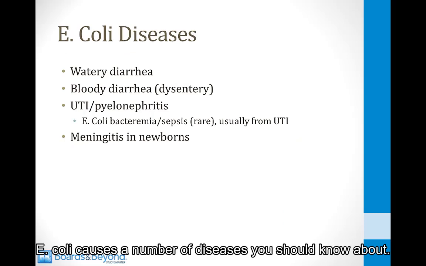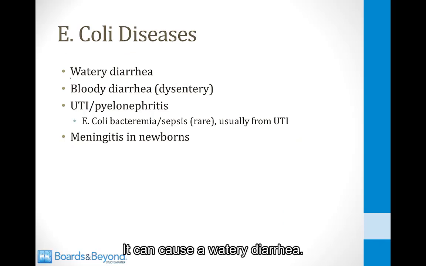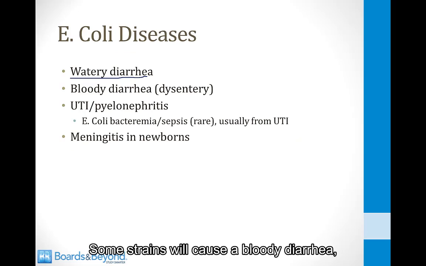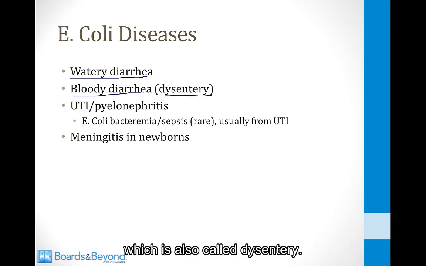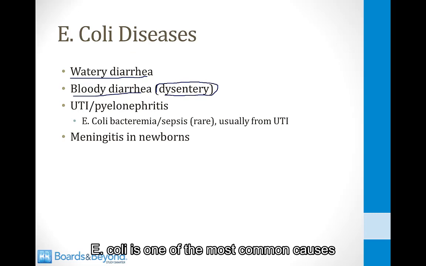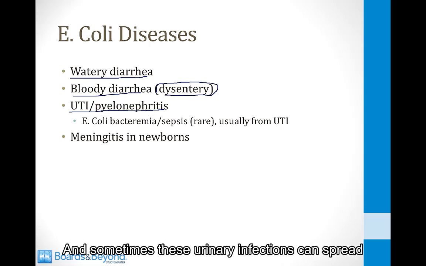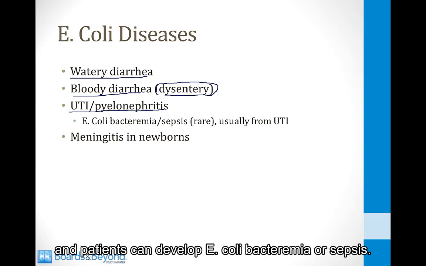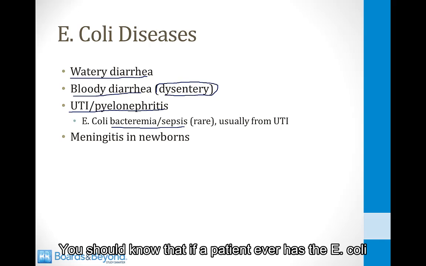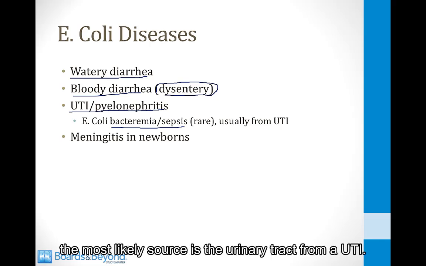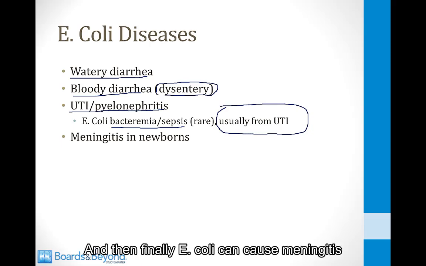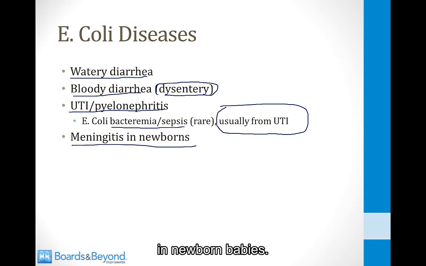E. coli causes a number of diseases you should know about. It can cause a watery diarrhea. Some strains will cause a bloody diarrhea, which is also called dysentery. E. coli is one of the most common causes of urinary tract infections and pyelonephritis, and sometimes these urinary infections can spread to the bloodstream and patients can develop E. coli bacteremia or sepsis. You should know that if a patient ever has E. coli in their bloodstream, the most likely source is the urinary tract from a UTI. And then finally, E. coli can cause meningitis in newborn babies.